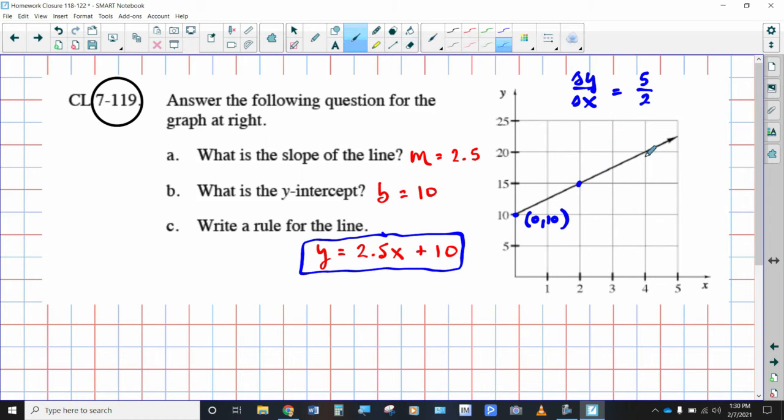Say, all right, here's another point where we got 4, 20. So I should be able to plug 4 in here, 2.5 times 4, then add 10 to it, and I should get an answer of 20 for y, right? There's your x, there's your y. 2.5 times 4 is 10, and 10 plus 10 is equal to 20. Yes, that's what we got. This must be the rule that applies for this line.